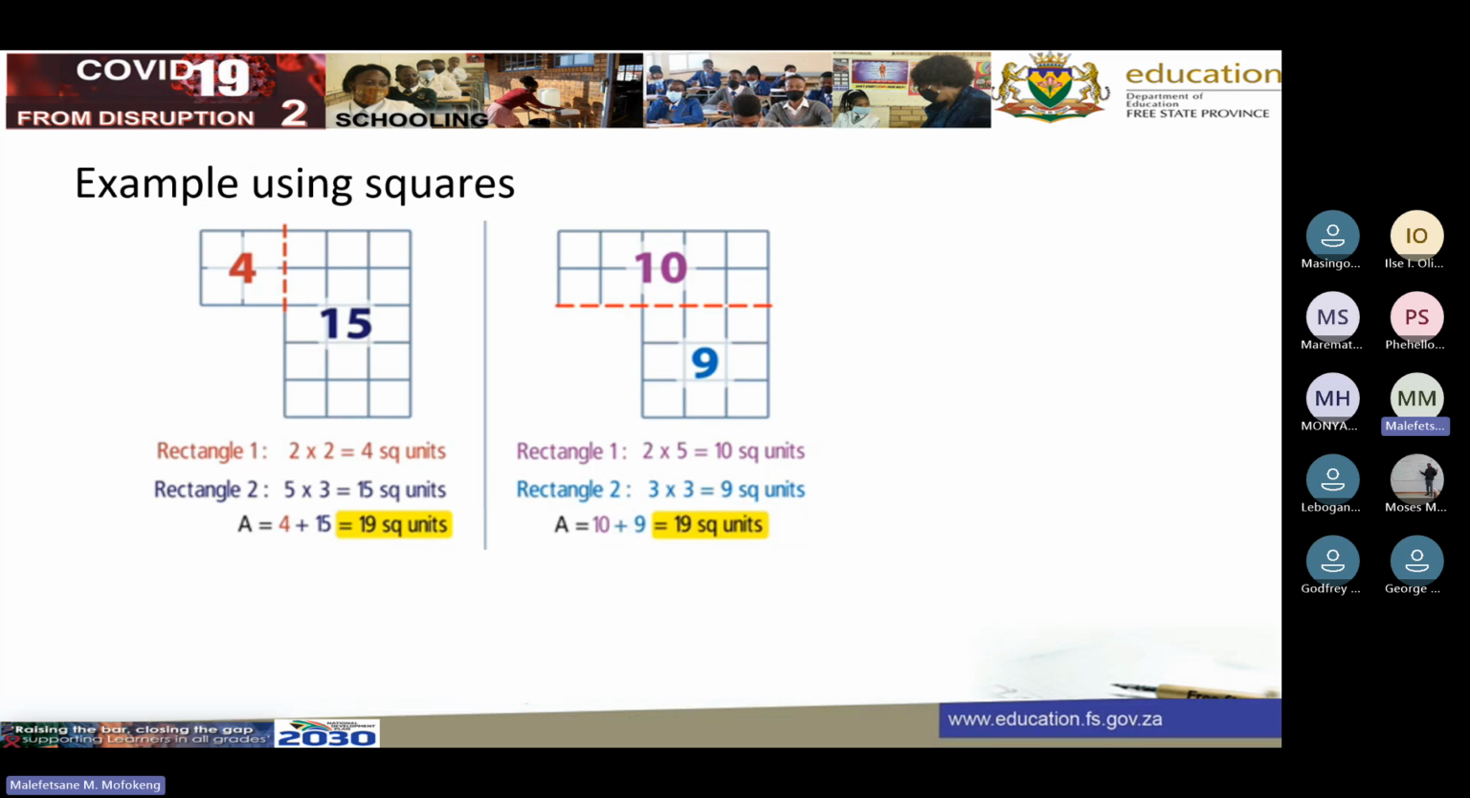The same with example number 2. Rectangle one is where you multiply 2 by 5, which gives 10 square units. And rectangle number 2 is 3 by 3, and you have 9 square units. So of the 3 strategies that I've talked about, this is the third one, when you decompose the figure of the irregular shape.